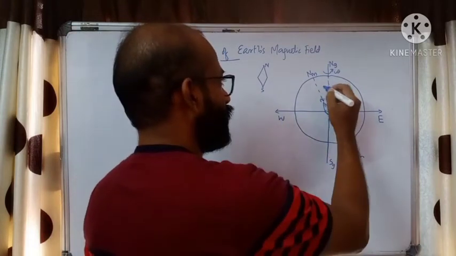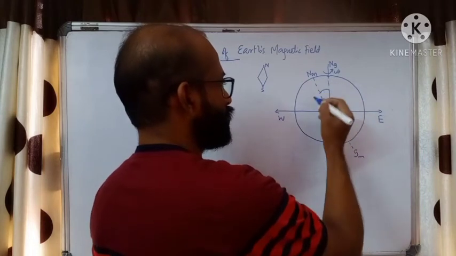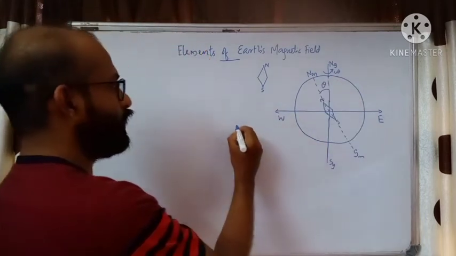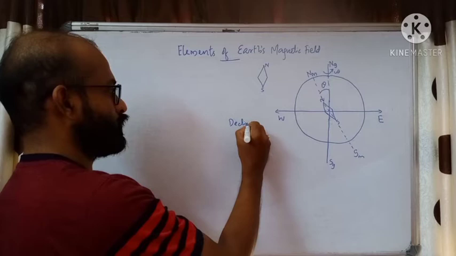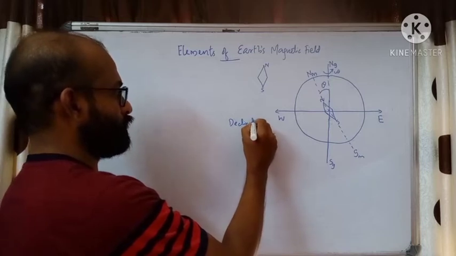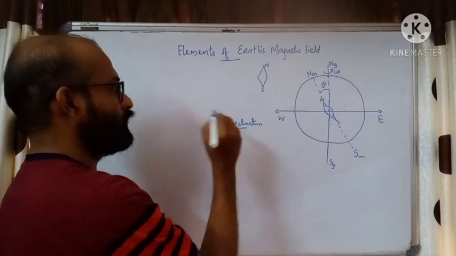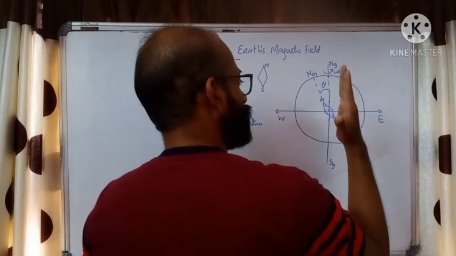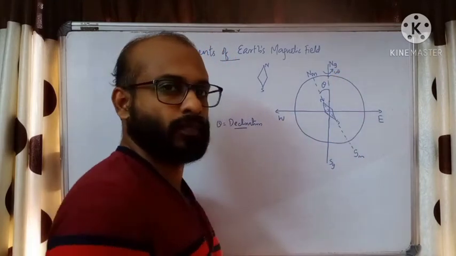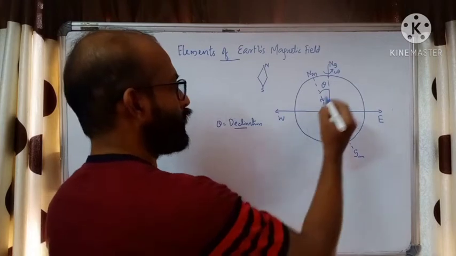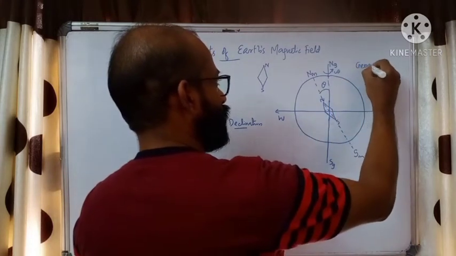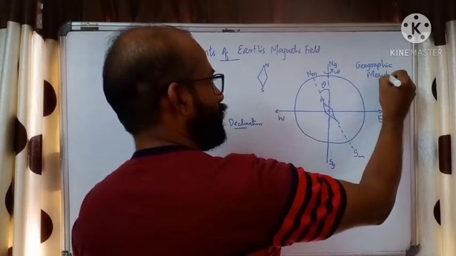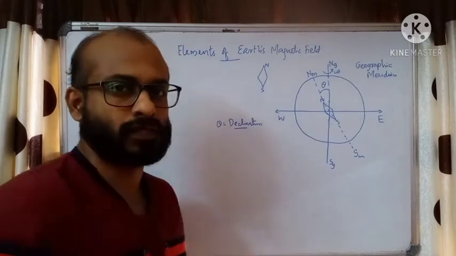Now this angle is given a name. This angle is called declination. We can give it the symbol theta. This theta is called declination. Now how can you define declination? Actually, we can consider a vertical plane like this, a vertical plane passing through geographic north and geographic south. That vertical plane is called the geographic meridian. What is the geographic meridian? It is a vertical plane passing through geographic north and geographic south.